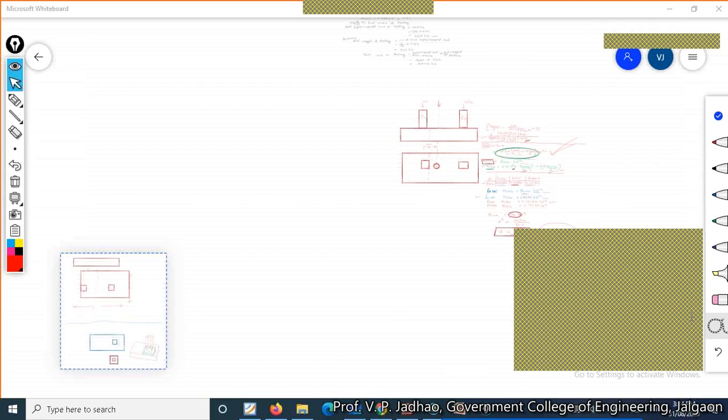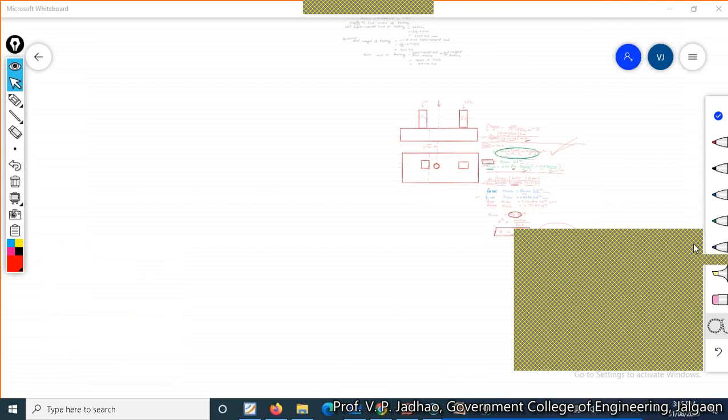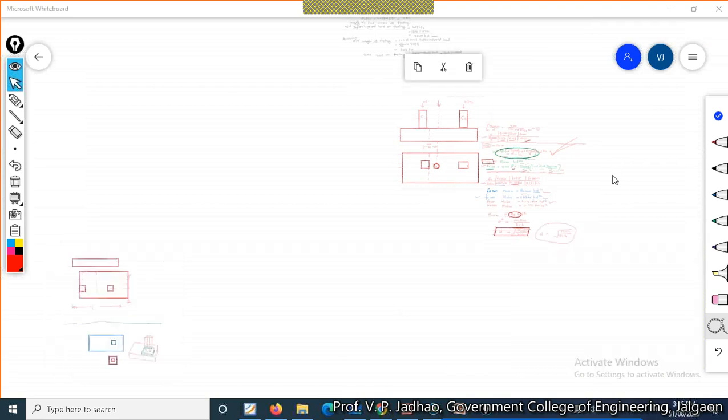Okay, sir, in all conditions, do we have to take the self weight as 10% of the superimposed load? Yes, we have to always take the self weight as 10% of the total superimposed load, because we don't know the self weight of your footing.